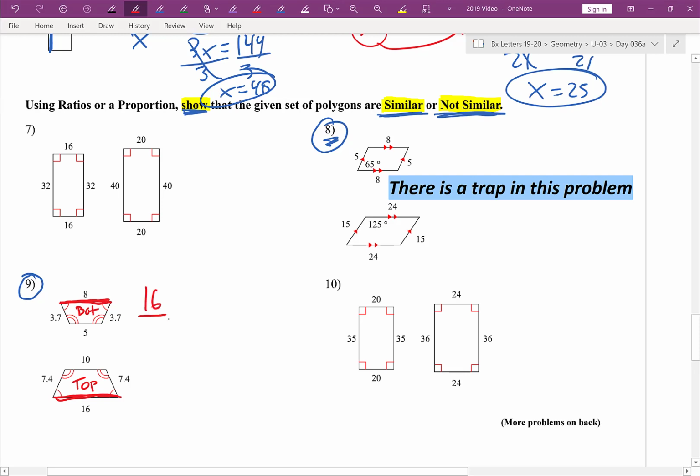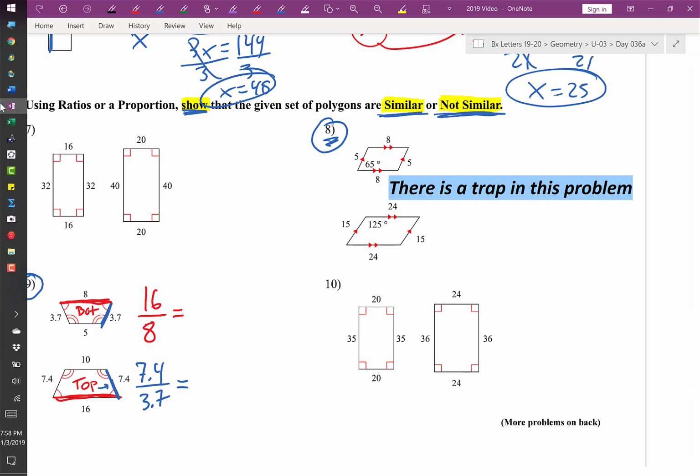So I'll have 16 over the corresponding 8, and that needs to equal, I'm going to do the legs, this 3.7 and this 7.4. So I'm looking at my notes, it's saying the 7.4 needs to go on top, and the 3.7 needs to go on the bottom. And I'm not going to do a proportion. I know I set it up that way, but I'll use equal ratios. I think that's kind of an easier way to see this.